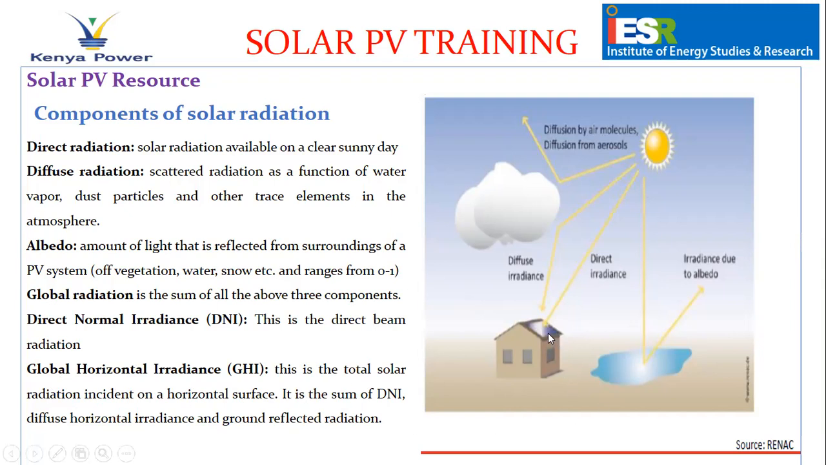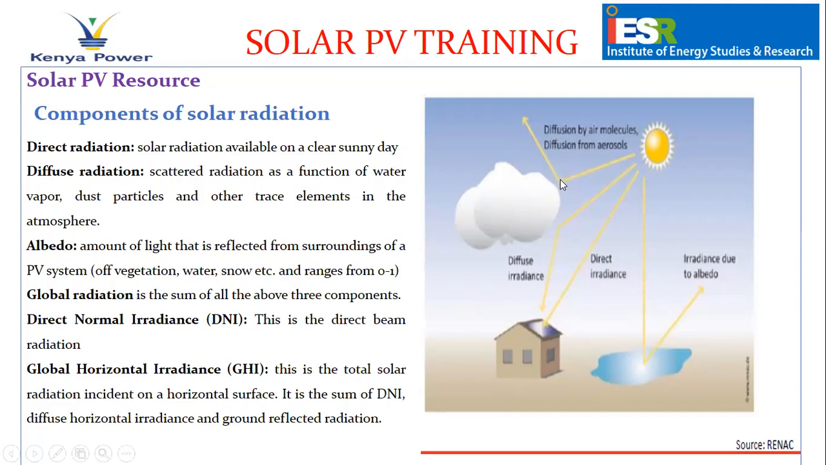So let's say, for example, that this is a solar PV module mounted on the rooftop. Then the direct irradiance would be the component of sunlight emanating directly from the sun and striking the solar PV module. Now, this could be clouds or some other objects. When the sunlight hits maybe some water vapor or cloud or dust particles or some other elements within the atmosphere, and then is deflected to the solar PV module, that would be the diffuse irradiance.